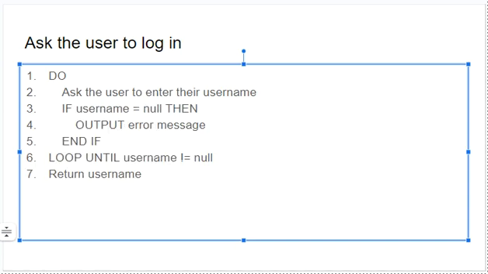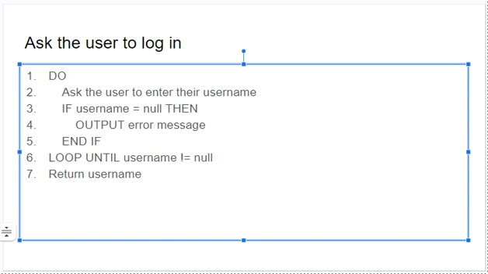And so in this slightly more extended version of asking the user to log in, if the user does enter null, then it displays an error message, and then it will go back to the top and ask the user to enter their username again. And if they enter null again or blank, it'll display an error message, and it'll continue to do that until the username is anything apart from blank. And then it'll return the username.